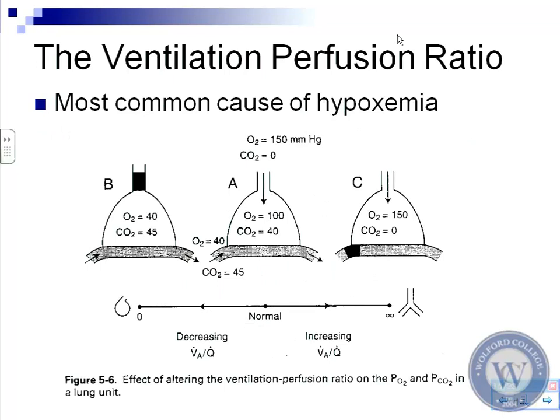Then the last one is ventilation perfusion ratio. Ventilation perfusion ratio is the most common cause of hypoxemia, and I think this is kind of a garbage term because it's a mixture of shunt and dead space. So it's really both effects combined at once. And sometimes you'll figure out that this person has more shunt, this one has more dead space, and it's kind of hard to figure out sometimes.